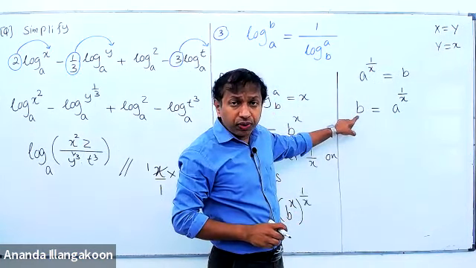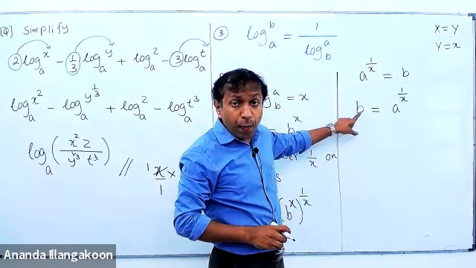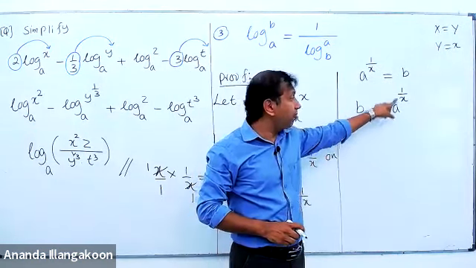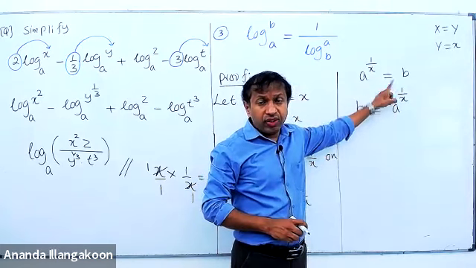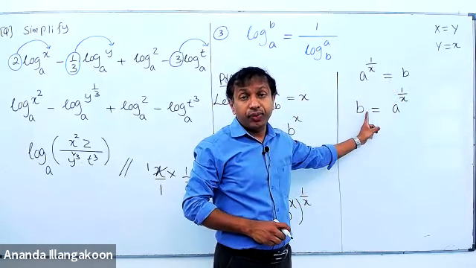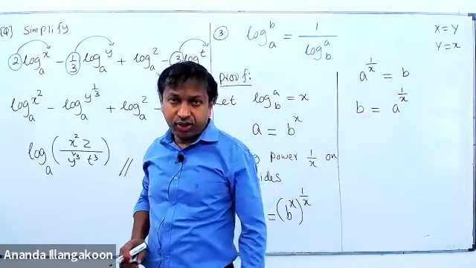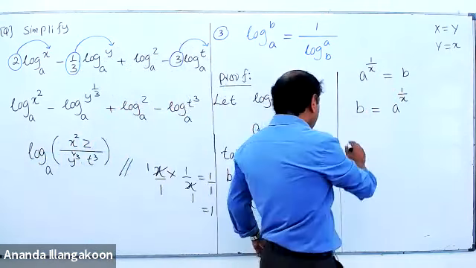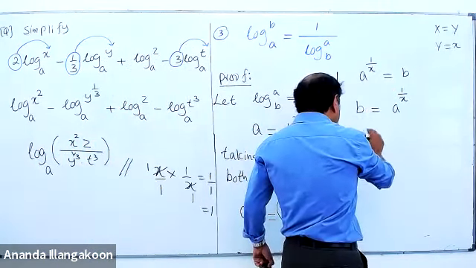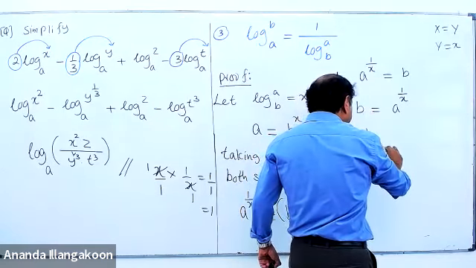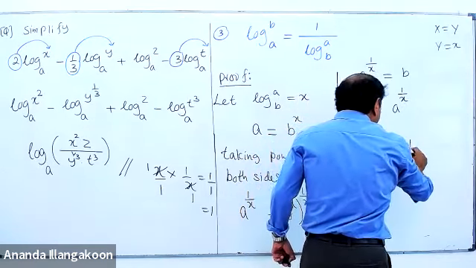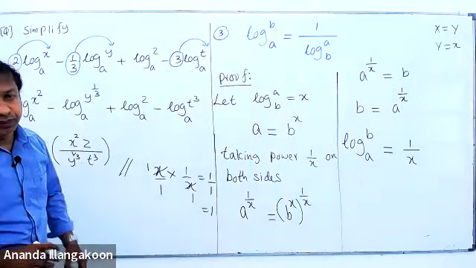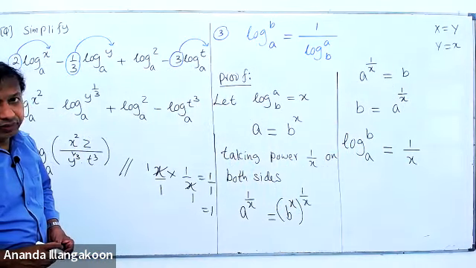Now here, when you follow, you can see what is there. The value b has been expressed as a power of a. What is this? We have the index form of b. Then we can convert this to logarithmic form. How? Logarithm of b to the base a equals 1 upon x. This way. Correct? No?